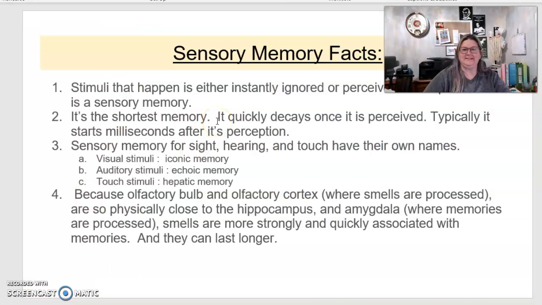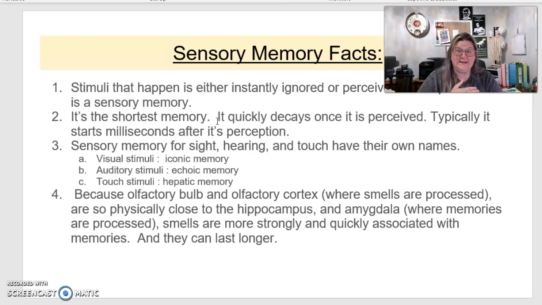Here's a few sensory facts. Stimuli that happens is either instantly ignored or perceived. If it's perceived, it is a sensory memory. Sensory memory is the shortest memory. It decays almost as soon as we perceive it, typically within about a millisecond after it's perceived. The sensory memory is also broken down into visual stimuli, which is our iconic memory, auditory stimuli, which is our echoic memory, or our touch stimuli, which is haptic memory.